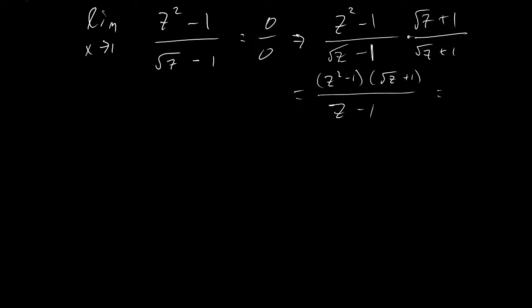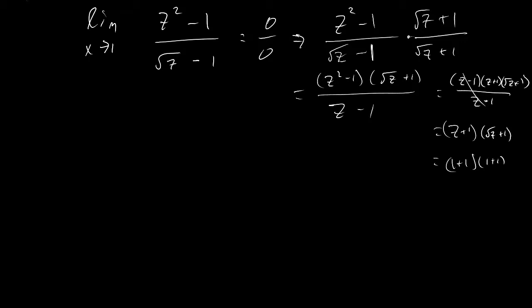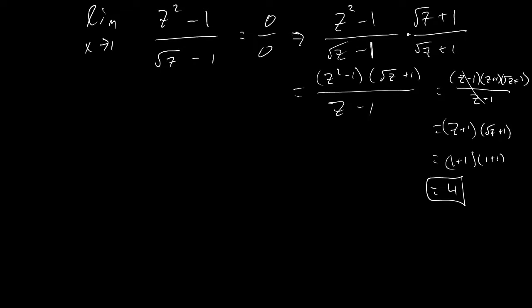Well, now we look at our numerator. Hey, perfect square. So I have z minus 1, z plus 1, root z plus 1 all over z minus 1. Cancel out, and I'm left with z plus 1 times root z plus 1. And then we plug in, so we get 1 plus 1 times 1 plus 1, which is 2 times 2, which is 4. Yay!